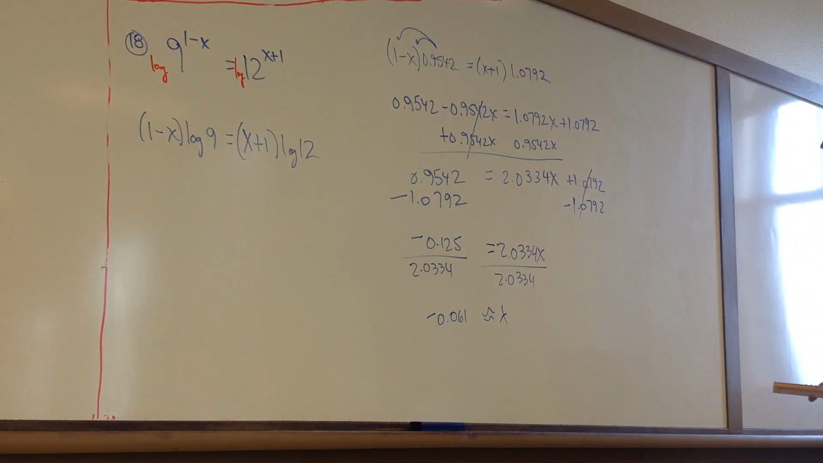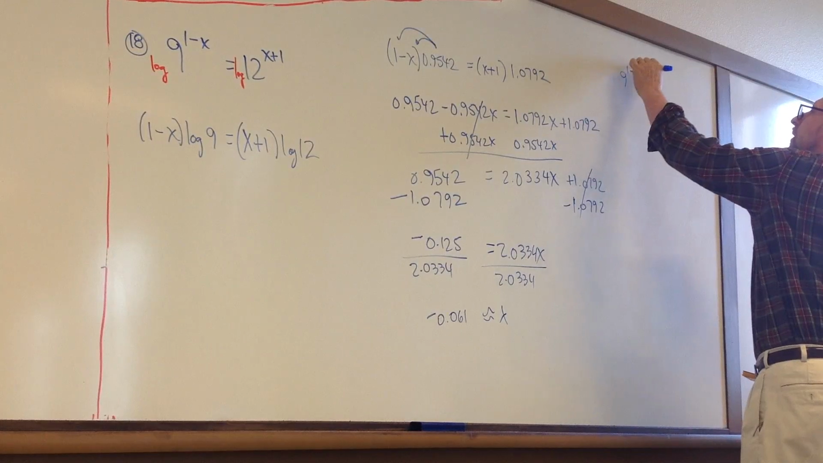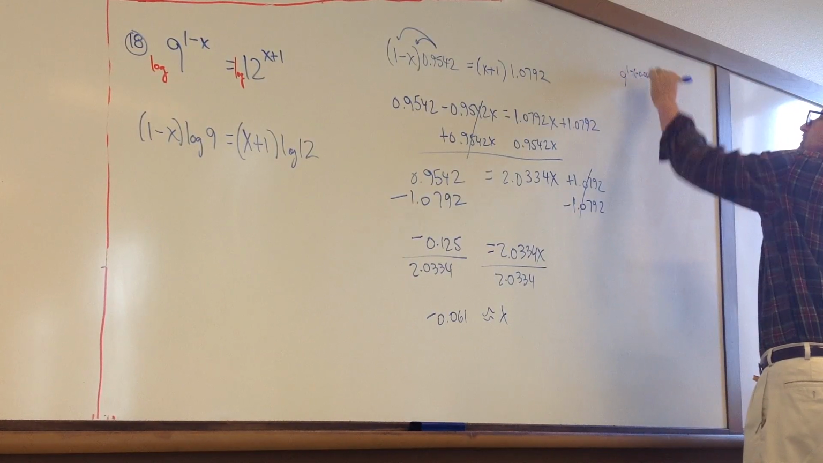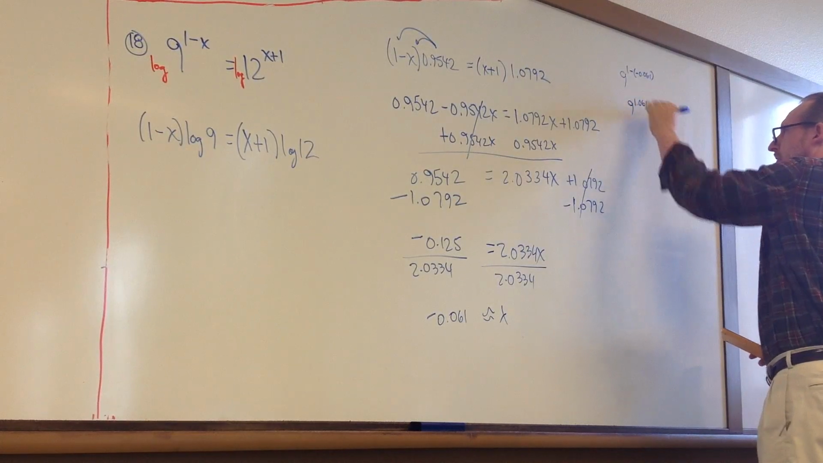Okay, well, let's see whether or not this will check. 9 to the 1 minus negative 0.061. So that's going to be 9 to the 1.061.